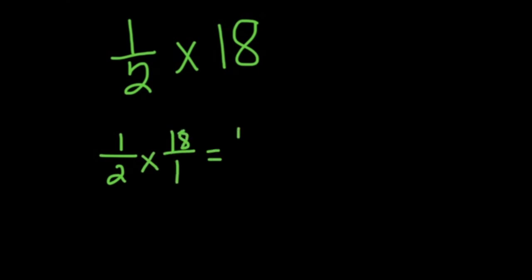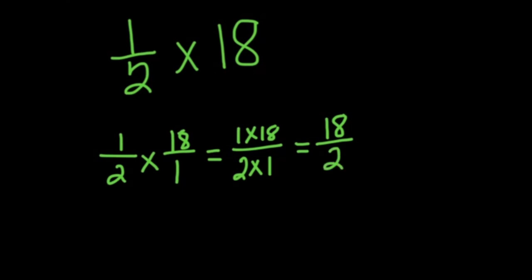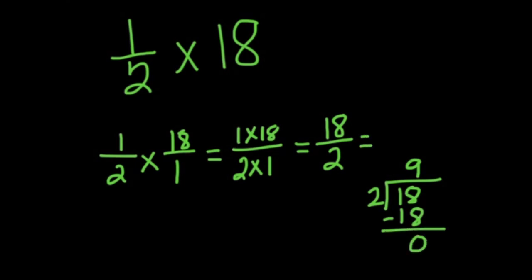So then numerator times numerator over denominator times denominator. So 1 times 18 is 18, 2 times 1 is 2. My numerator is larger than my denominator, so I have an improper fraction here. So I need to take it and change it back into either a whole number or a mixed number, depending on how our math works out. So we will do 18 divided by 2. And how many times can 2 go into 18? 9 times. 9 times 2 is 18. 18 minus 18 is 0. So 18 over 2 is 9. So my answer to 1/2 times 18 is 9.